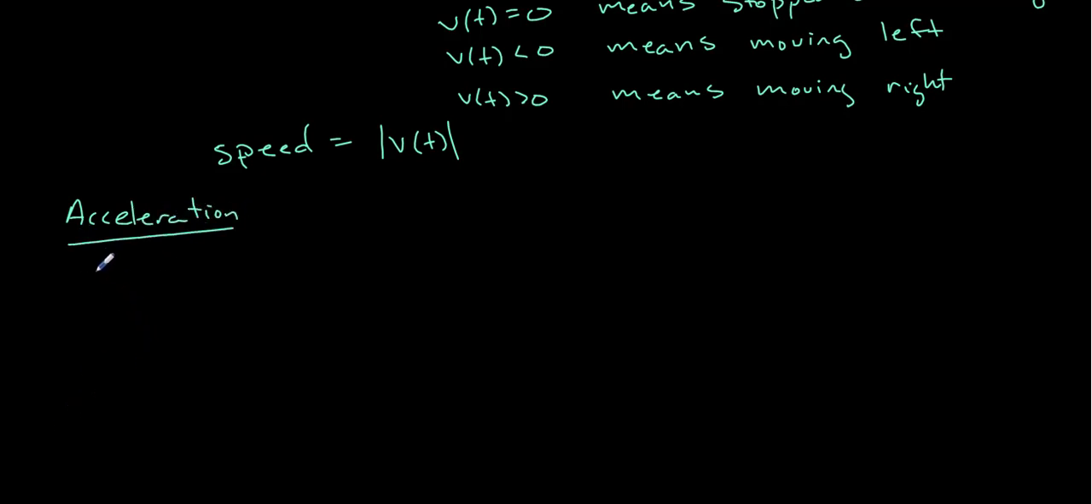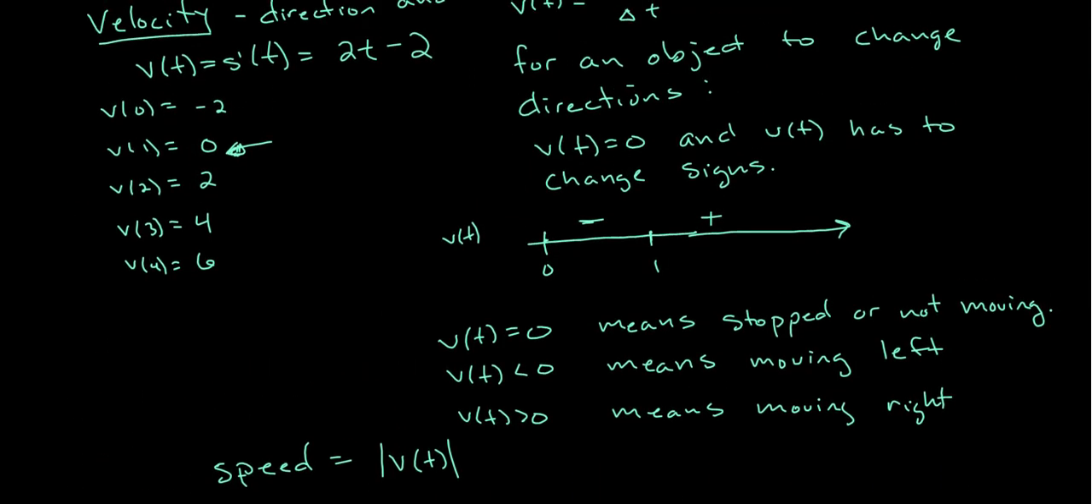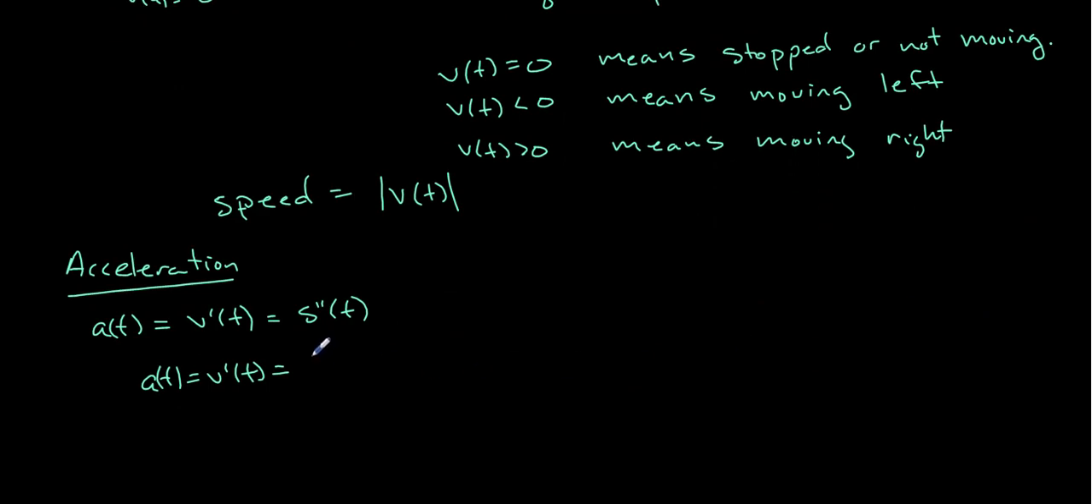Acceleration. Well, we know acceleration, a of t, equals what? V prime of t? And we also know that it is s double prime of t, obviously. Okay, so in this particular situation, a of t equals v prime of t, which equals 2. Easy polynomials, friendly functions. So what do we know about the acceleration?